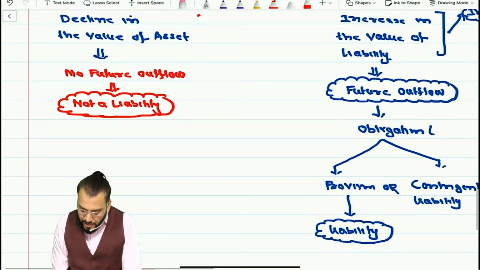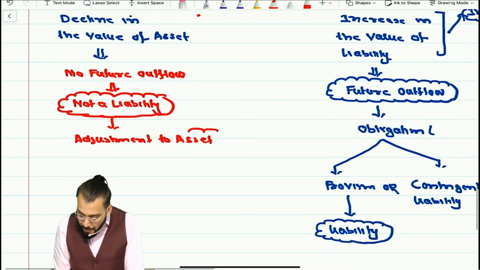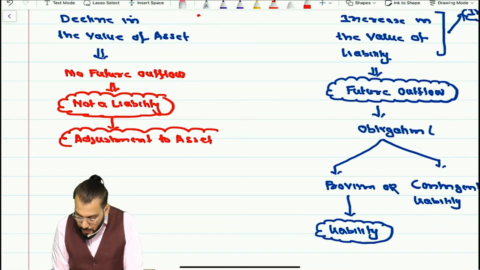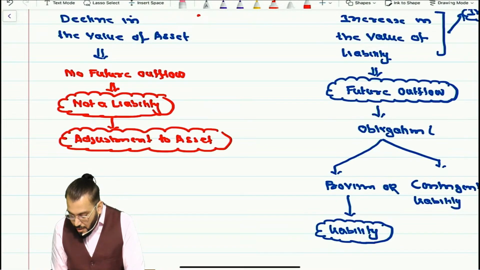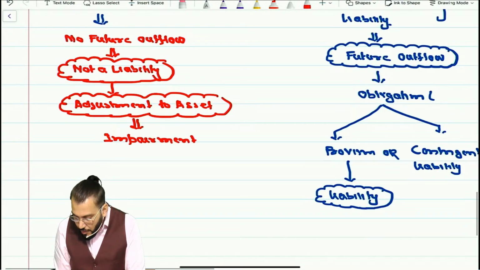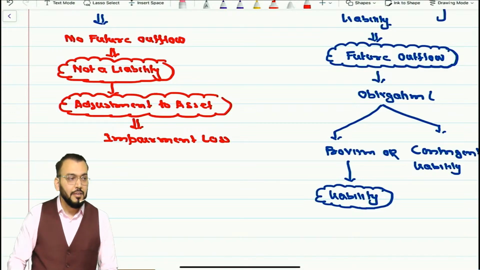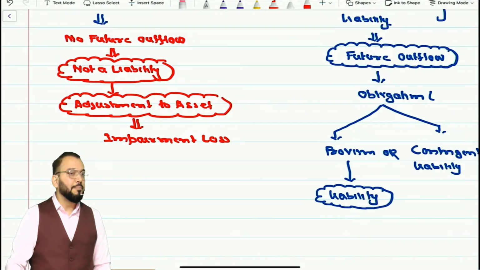And therefore it is considered as what? Adjustment to asset. And such types of loss are actually known as impairment loss. Impairment loss. A new term in your life. Impairment loss.